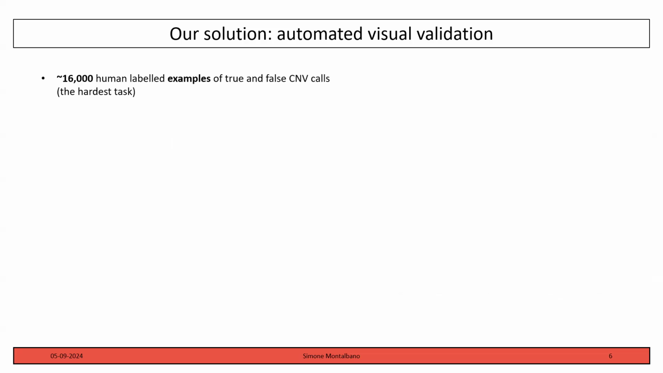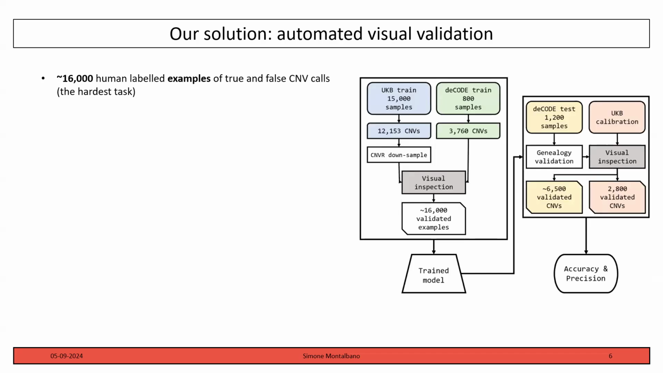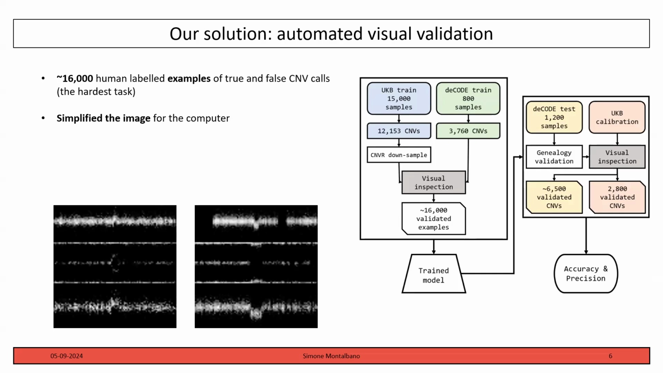So together with my supervisor, I created a data set of almost 16,000 human-labeled examples of these true and false CNVs from joint collections of samples from the UK Biobank and from deCODE Genetics in Iceland. So two different array manufacturers, Affymetrix and Illumina, and different types of chip arrays. We also simplified the image for the computer, as you can see here. Again, this is the same image as before, but without all the unnecessary things like axes and so on. It's a 96 by 96 pixel grayscale image.